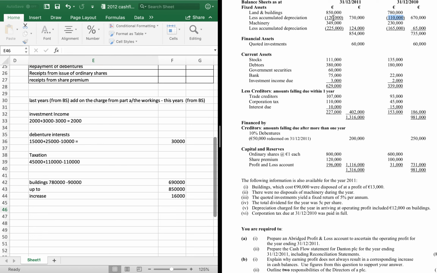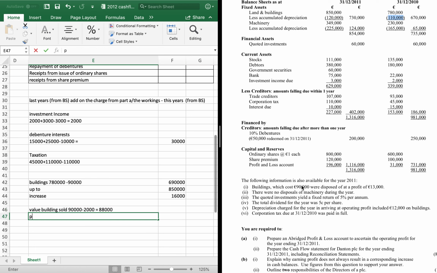So 110 up to 120 would mean there's depreciation of 10, but we know that there was depreciation of 12, so 110 plus 12 is 122, which means there must have been depreciation on the one we sold of 2,000. So that's gone from 110 then to 108. 108 plus 12 is 120. So again, what does that mean to us? It means the value of the building we sold was 90,000 minus the 2,000. It tells us the cost price of 90,000 minus 2,000 depreciation, which we just worked out, so its value is 88,000.